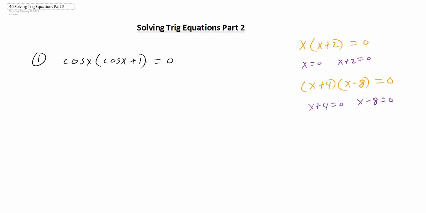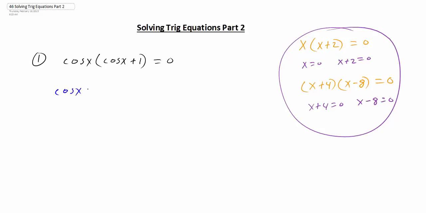So over here, the equation is equal to 0, and we have cosine of x multiplied by cosine of x plus 1. So basically, we have the same thing we have over here, where it's already in factored form. So what we're going to do is simply take each factor, cosine of x, set that equal to 0, and we're going to take the cosine of x plus 1 and set that equal to 0. So now we just simply work with each one separately, just like we did in the previous video.